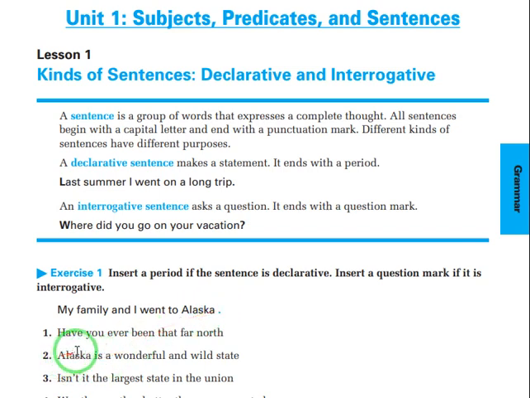Number one, have you ever been that far north? It's asking. So it's an interrogative and it should end with a question mark. Number two, Alaska is a wonderful and wild state. What are we doing here? Are we asking or telling? Yes, we are just telling. So it's a declarative sentence and it ends with a period. Of course, you can continue the rest as easily.